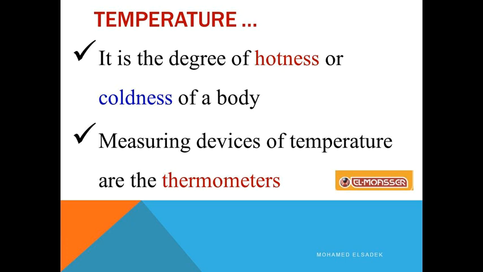What is meant by temperature؟ خلي بالك بقى، أنا قلت لك في فرق بين الهيت وفي فرق بين التمبريتشر، فرق كبير. What is meant by temperature؟ It is the degree of hotness or coldness of a body. هو درجة الحرارة أو البرودة بتاعة الجسم. The measuring device of temperature is called a thermometer. What is the measuring device of temperature؟ Thermometer.